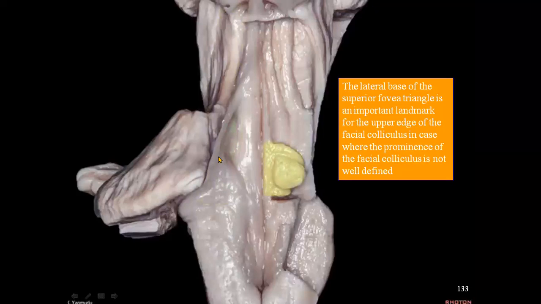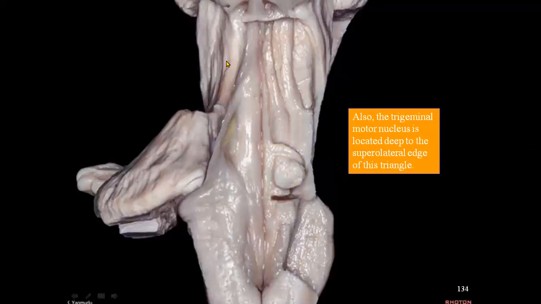The lateral base of the superior fovea triangle is a very important landmark for the upper edge of the facial colliculus in case the facial prominence cannot be seen. So the lateral base of this fovea will be a good mark to localize where the facial colliculus is. Here is the trigeminal motor nucleus located deep in the superior lateral edge of this triangle.